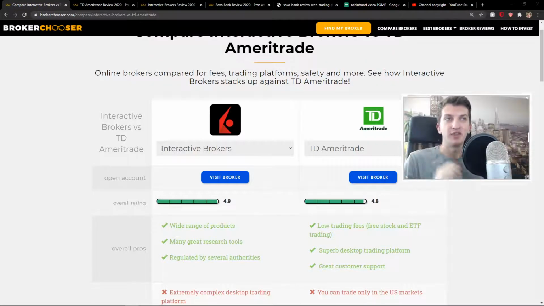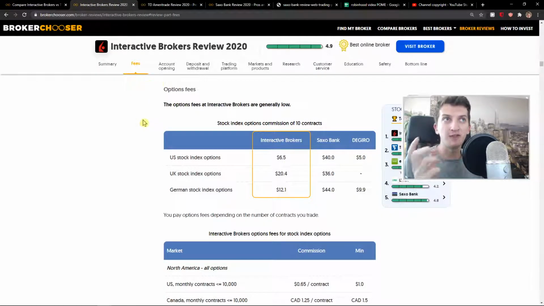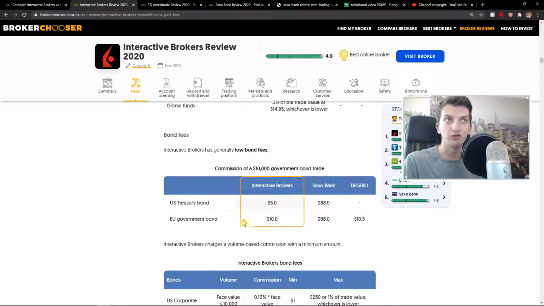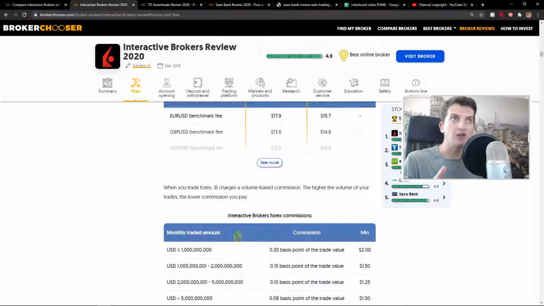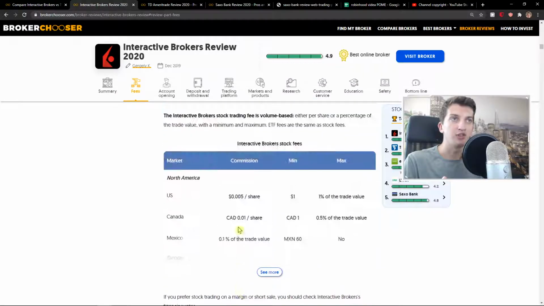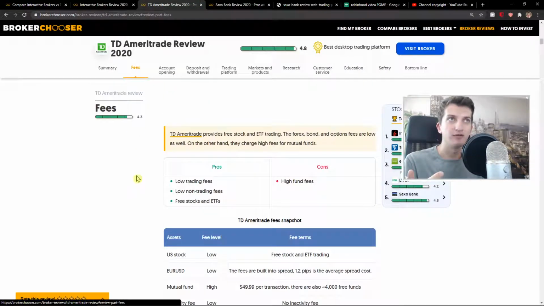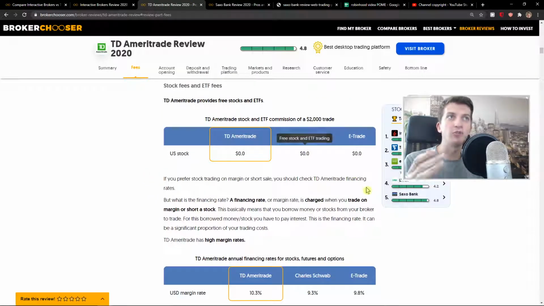Now, fees. Interactive Brokers is much more expensive compared to AMERITRADE, and let me show you why. When you go to the Interactive Brokers fees, you can see right here that the options are the same. Options are completely the same as AMERITRADE, 0.65 per contract if you want to trade options. But if you go to the UK, US and German stocks, you can see by yourself that you have to pay fees. In AMERITRADE, it's completely free.